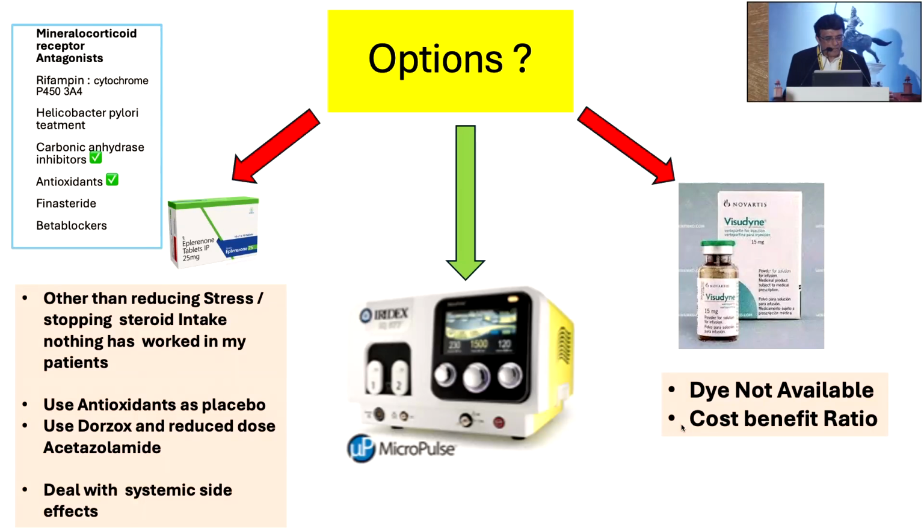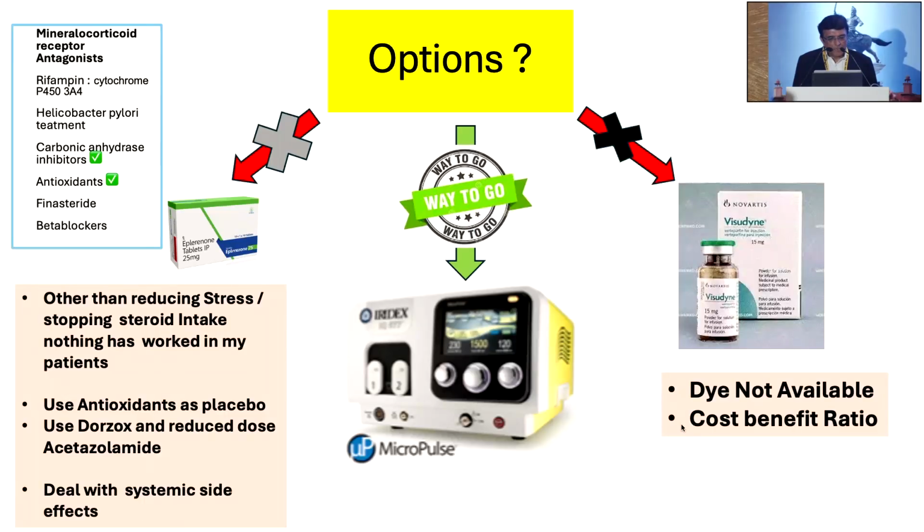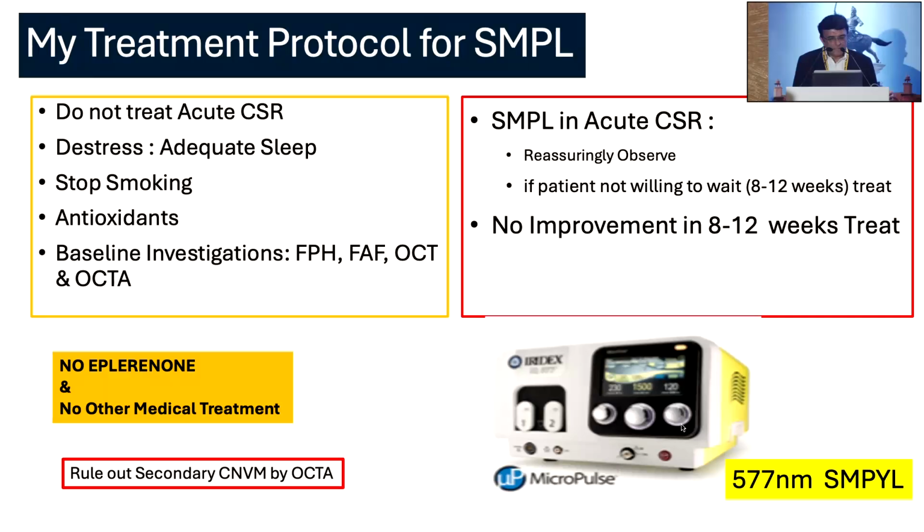I don't want to use all these medications because the medication itself can cause a lot of systemic problems. So for me, PDT is out because the dye is not available, and of course the systemic medications are off, and for me the go-to method is a micropulse laser.